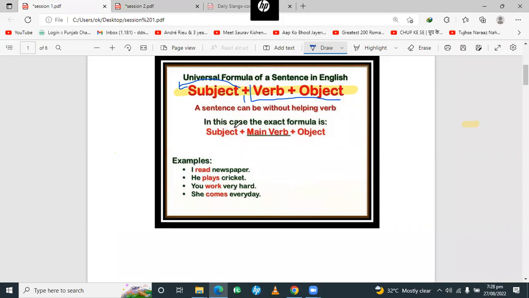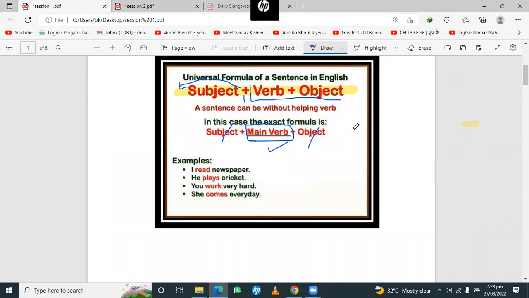Clear? In this case, the exact formula is: the main verb will be present. Just keep this thing in your mind always. Sometimes it is possible the subject is not present, sometimes it is possible the object is not present, but all the time your main verb will be present in a sentence. I'm saying a sentence can be without a helping verb, but it can never be without a main verb. Okay? All the time your main verb will be present in a sentence.